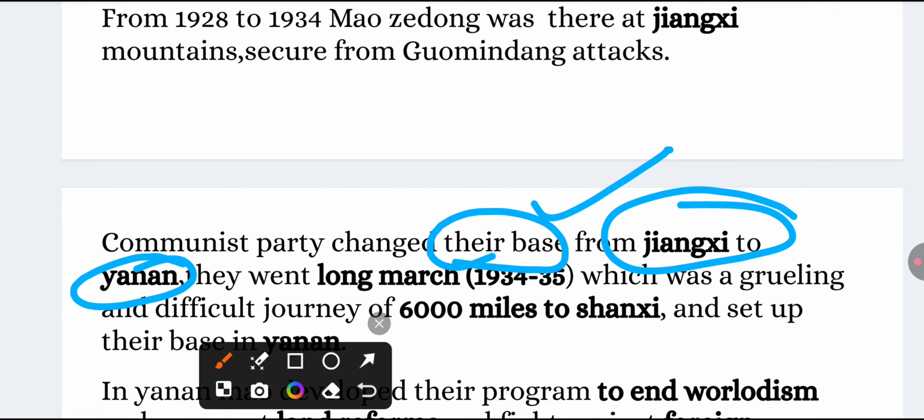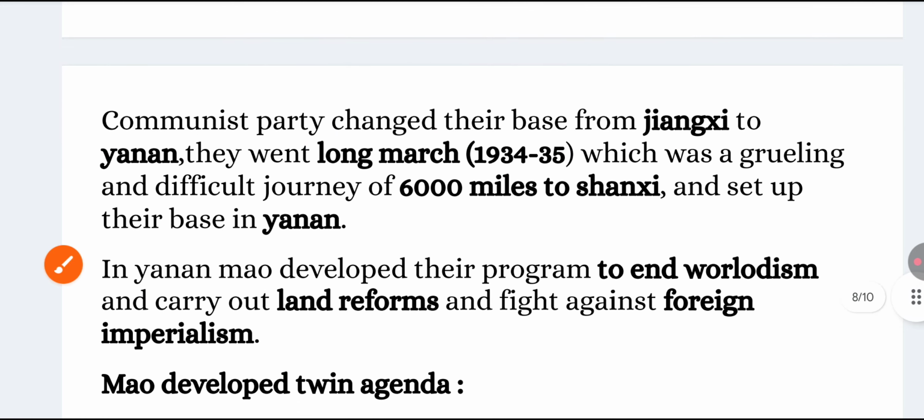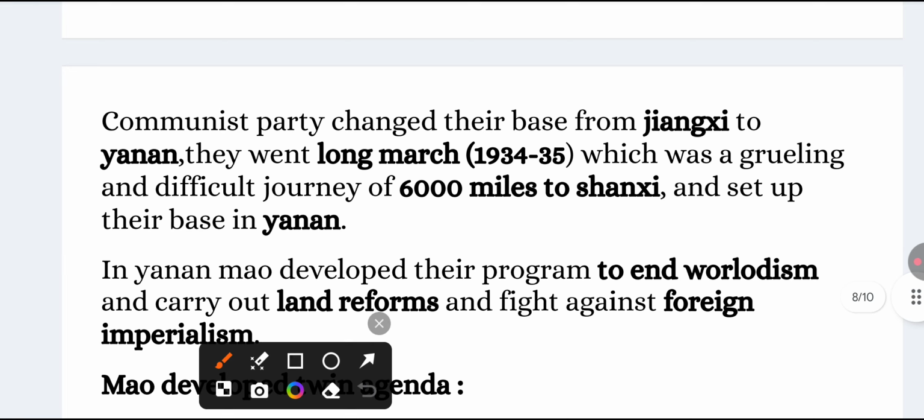6,000 miles. So the Long March was from Jiangxi to which place? Shaanxi, and they set up their base at Yan'an. He marched from which place? Jiangxi. In which year? 1934-35. Jiangxi to Shaanxi. How many miles? 6,000 miles. And they set up their base at which place? Yan'an. He marched from Jiangxi to Shaanxi, 6,000 miles, and set up their base at Yan'an.